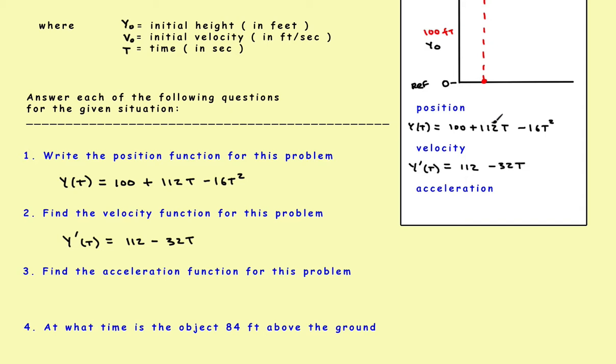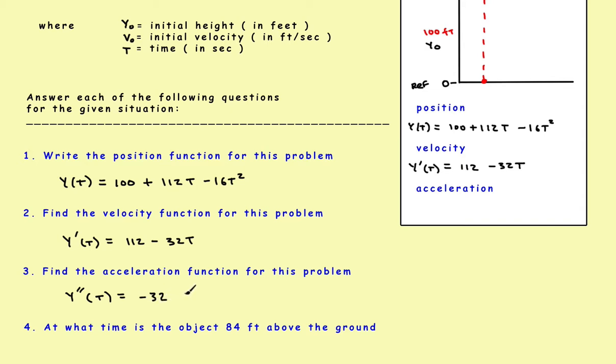So this function gives you the object's position. This new function gives you the object's velocity. Now what about acceleration? Well, acceleration is the rate that velocity is changing, so acceleration is nothing more than the derivative of velocity. So we'll go back and we'll put y, this time the second derivative of t, would be equal to, and the derivative of this function, that 112 is a constant, it'll go to 0. This will just turn into minus 32.